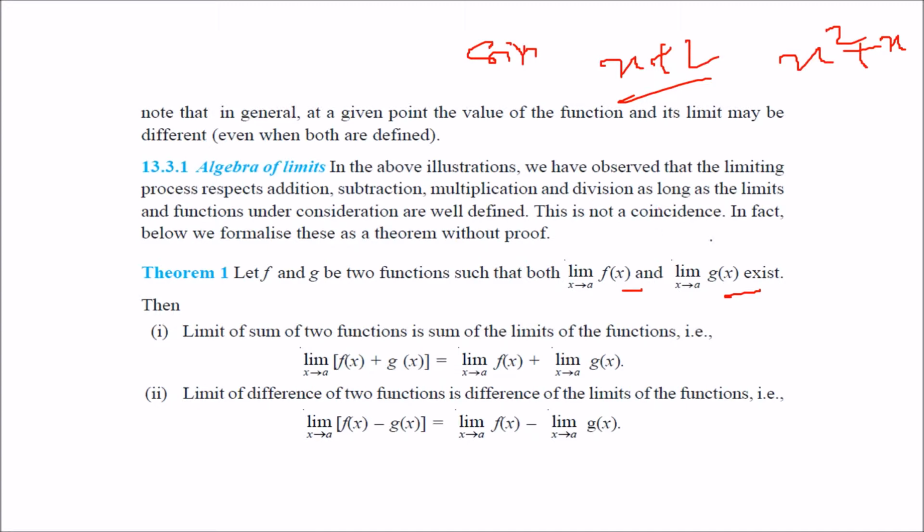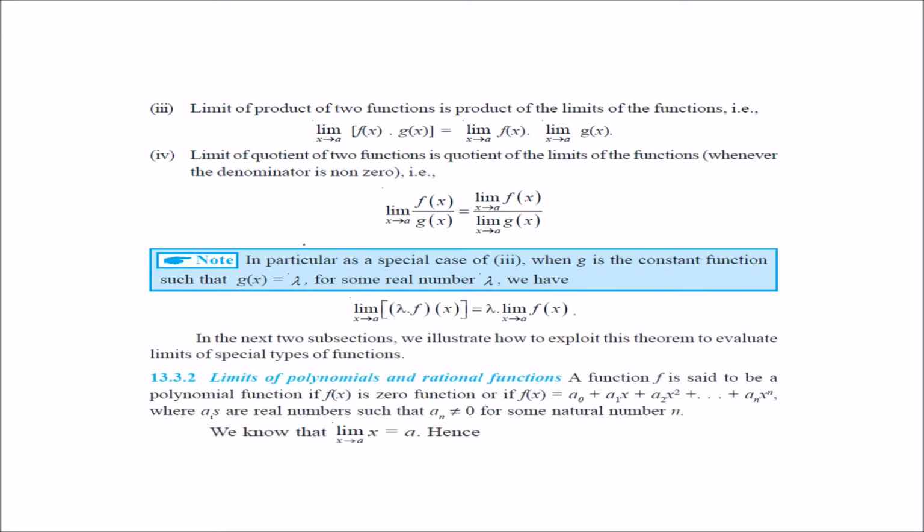Now for the two functions, if you want to find the limit of their addition, you can simply take the limit of this and add it with the limit of this. If you want to subtract, you can do it directly, or rather you can take them individually and find the limits. The same is true for the product, you can take them individually. And what about the quotient? You can take the limit of this and the limit of this. If you have a constant, you can take the constant outside and take the limit of this.